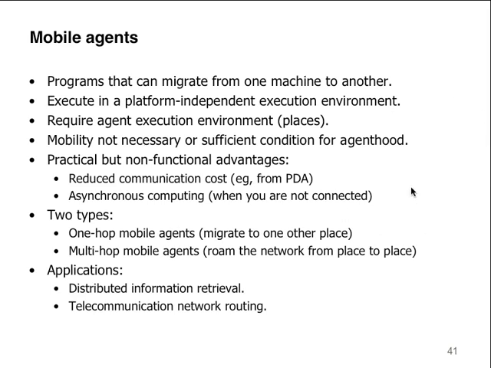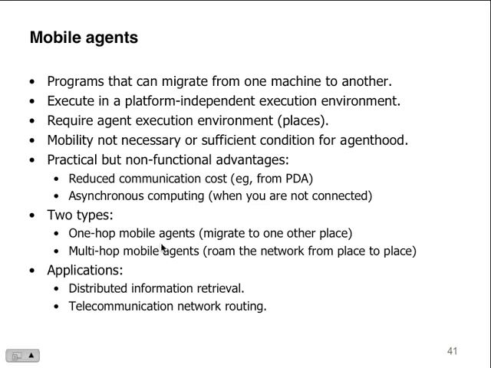So practical, 2 types of agents. One-hop mobile agents that migrate from one place to another place, or multiple-hop agents that roam the network from place to place. That's the virus. The virus agent is a mobile agent because it goes from one computer to another. If it didn't do multiple hops, it really wouldn't be a good virus. And the purpose of the virus is to spread throughout the entire network as fast as possible. So that is basically good.